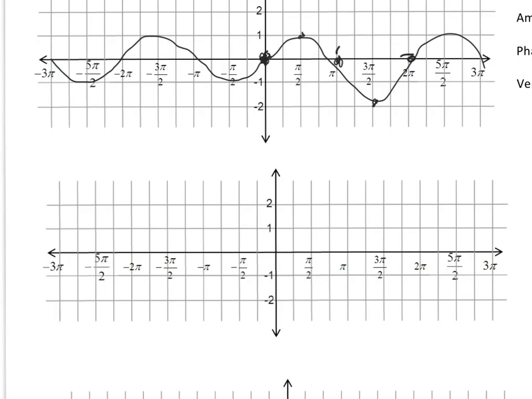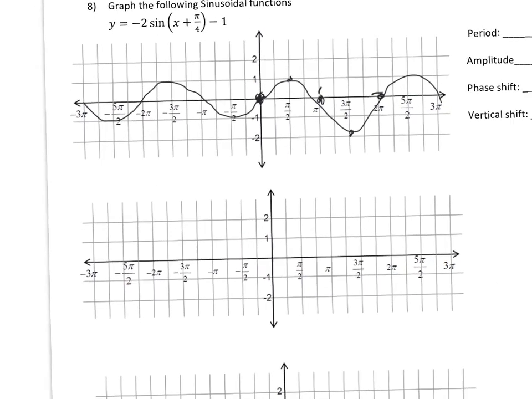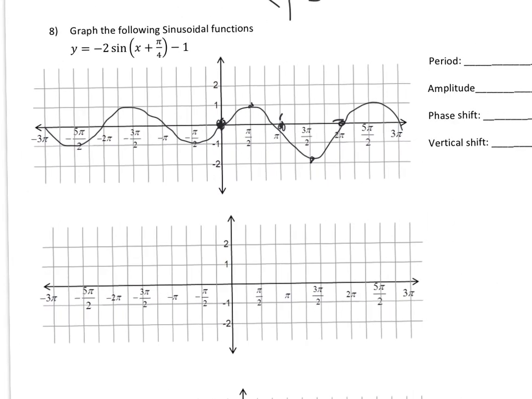So now that we know what the parent graph is, we want to talk about the changes as we're graphing the new one. Let me grab a new color here. The number in front, -2, what does that affect? That is your amplitude, right? So our graph is going to be twice as high. The negative sign, of course, will cause a flip. Maybe we should write that here too, so we don't forget.